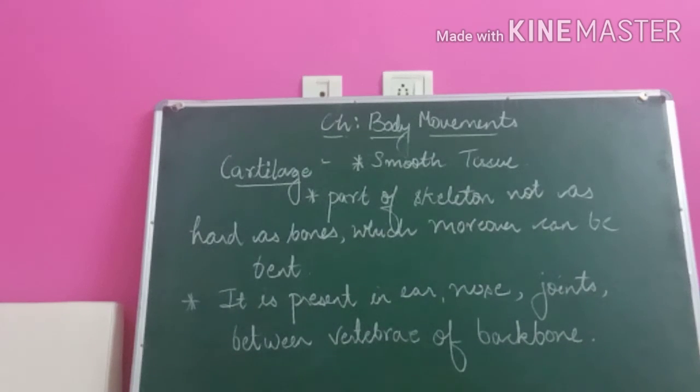Now then, cartilage is also present between vertebrae of backbone. If you talk about vertebrae, the vertebrae comprises of different small bones. So there also cartilage is present. So what is cartilage? Cartilage is a soft tissue, or you can say a smooth tissue, which is the part of the skeleton that is not as hard as bones and which moreover can be bent. It is present in ear, nose, and joints between vertebrae of backbone.